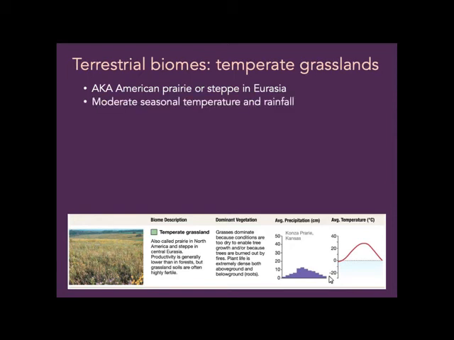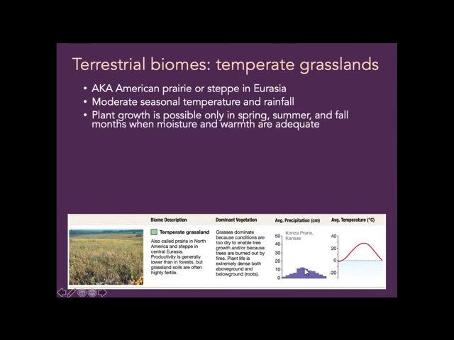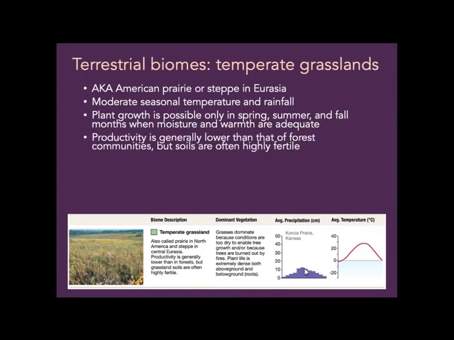And you have a moderate seasonal temperature and rainfall. Moderate in that it only falls below freezing a little bit. And you get a little bit of rain all the time, but a lot more rain sometimes a year. Because of the variation in temperature, plants can only really grow in the spring, summer, and fall. They can't really grow in the winter because it is too dry and it is too cold.